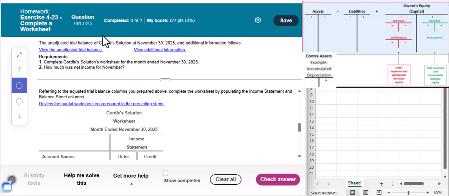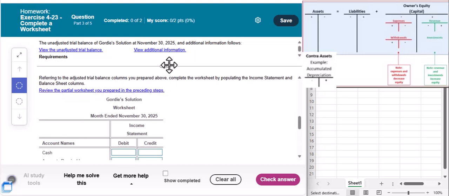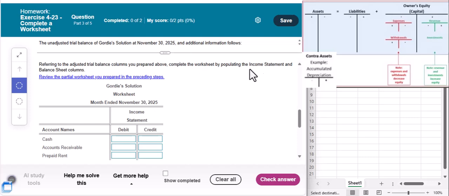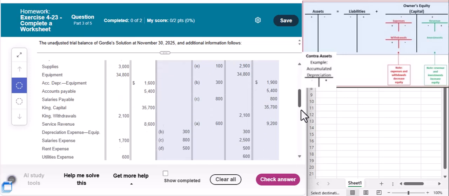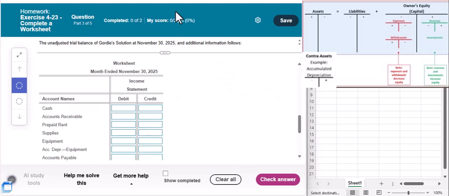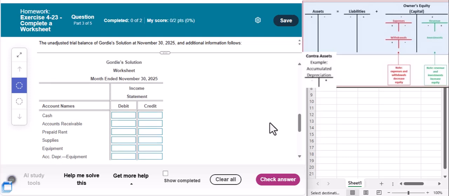So now we are on to the next part of requirement 1, referring to the adjusted trial balance columns you prepared above. Those are hiding up here. Complete the worksheet by populating the income statement and balance sheet columns. So now if you are working on the homework, you can click here to review the worksheet up above. However, if we're on the test, you will need to scroll back up manually and look and see what we have here in the adjusted trial balance. And that's only because it would give you the solution. So then you're going to have to scroll back up to get your balances.